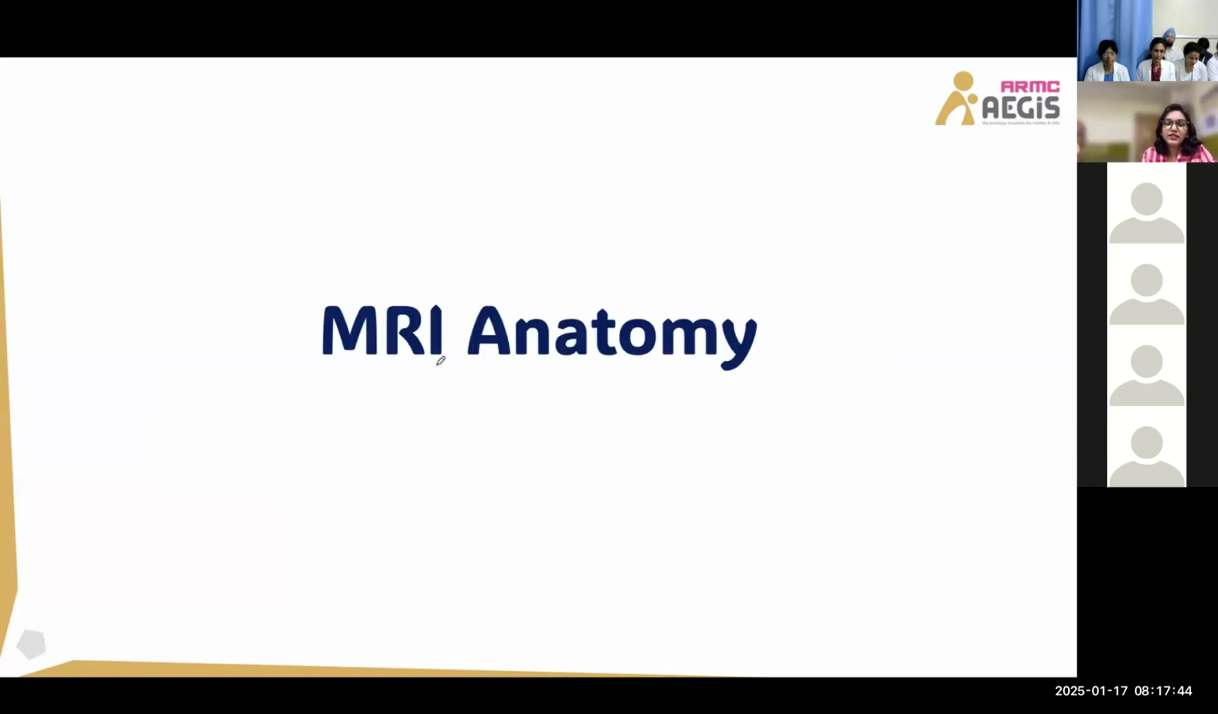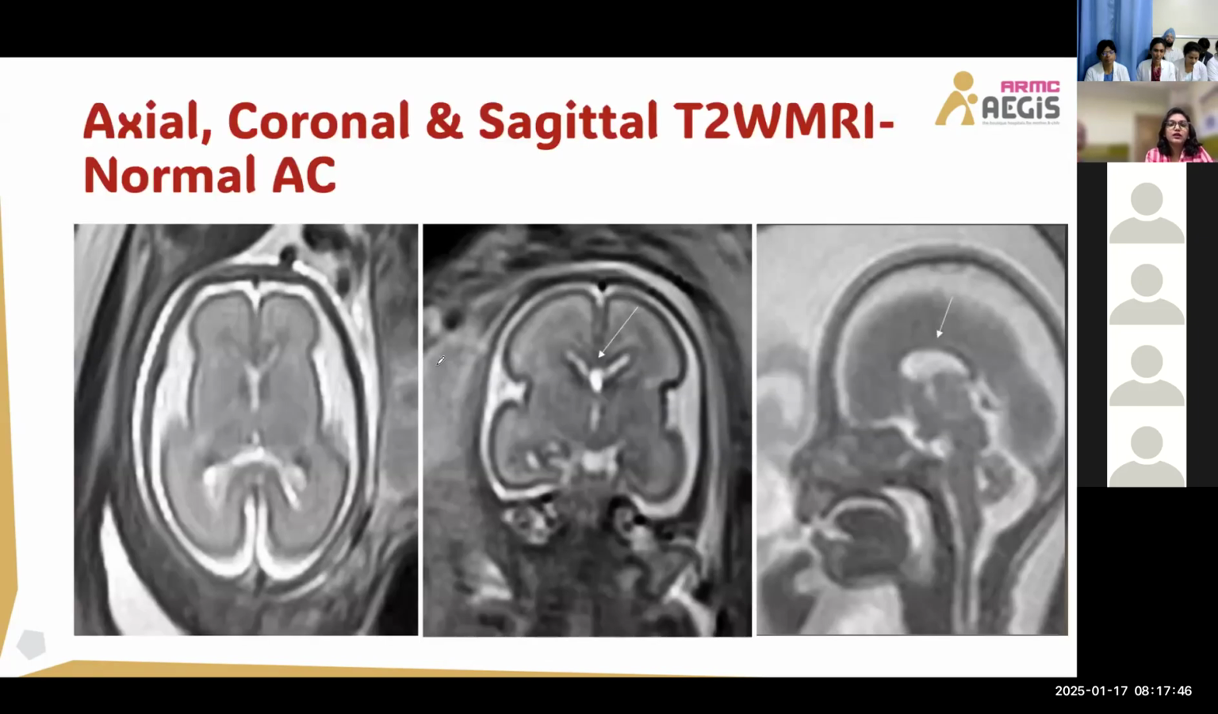A few slides regarding MRI anatomy, because MRI serves as an important tool here to distinguish isolated septal agenesis from septo-optic dysplasia, along with the presence of any other septal or CNS abnormalities, because it creates a great impact in the prognostication as well as the counseling part.